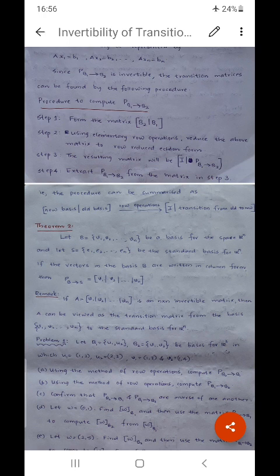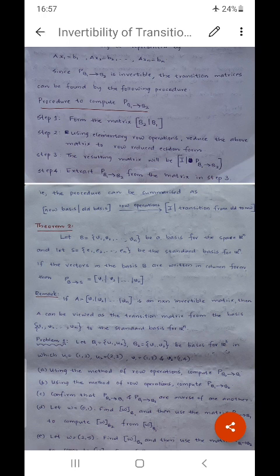Second theorem. Let V1, V2, etc., Vn be a basis for Rn, and S the standard basis for Rn. Then if the vectors in the basis B are written in column form, the transition matrix from B to S has columns V1, V2, etc., Vn. It is just an observation from the previous theorem and this procedure.